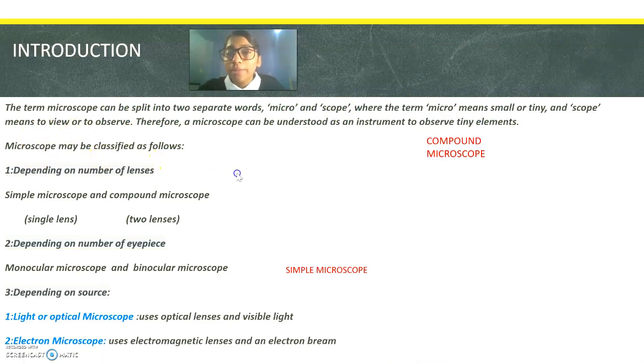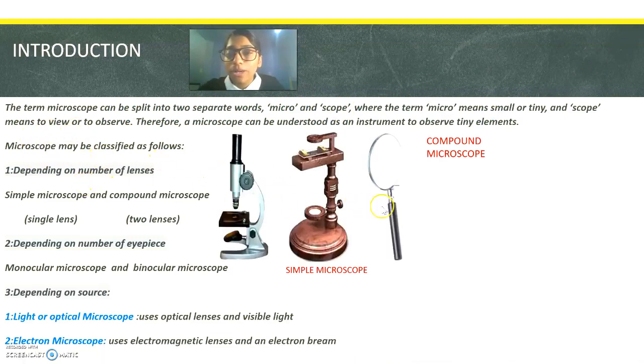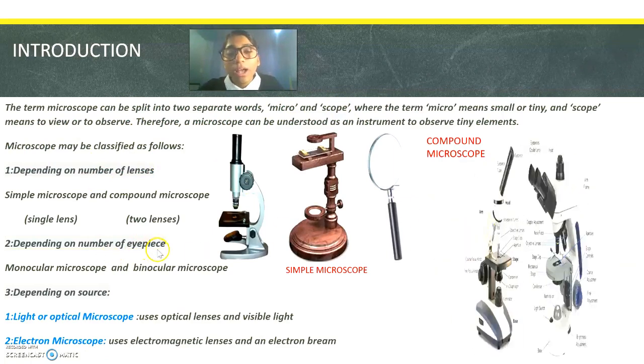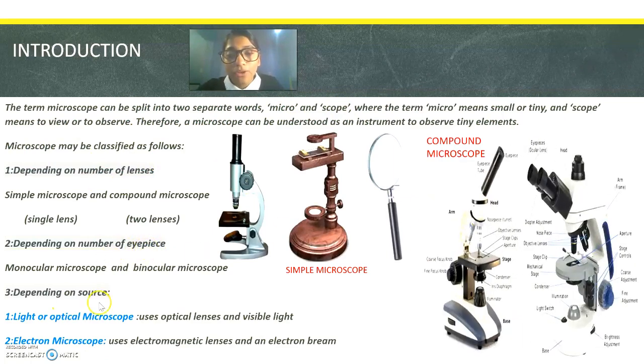The microscope can be classified as follows: depending on the number of lenses, depending on the number of eyepieces, and depending on the source. Depending on the number of lenses, there is a simple microscope and a compound microscope. These are described by the number of lenses, meaning a single lens and two lenses. An example is given in this picture, with one lens and two lenses here.